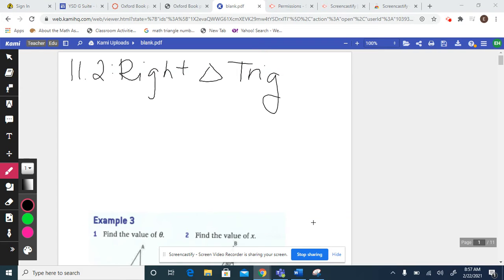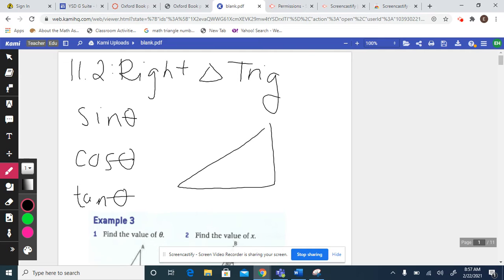So in 11.2, we're going to go over right triangle trigonometry. So the three ratios that you need to remember are sine, cosine, and tangent. And they will help you solve anything in a right triangle using the main three pieces.